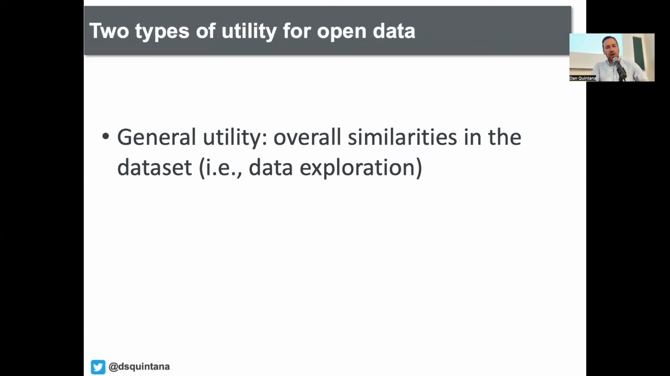There are two types of utility that you want to check for your open and synthetic data. One is called general utility, and that is whether there are overall similarities in the data set.